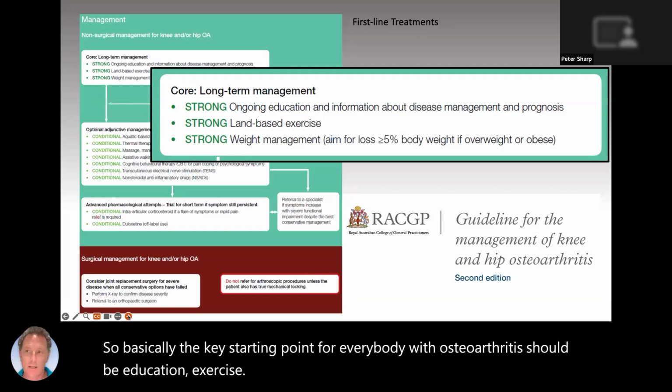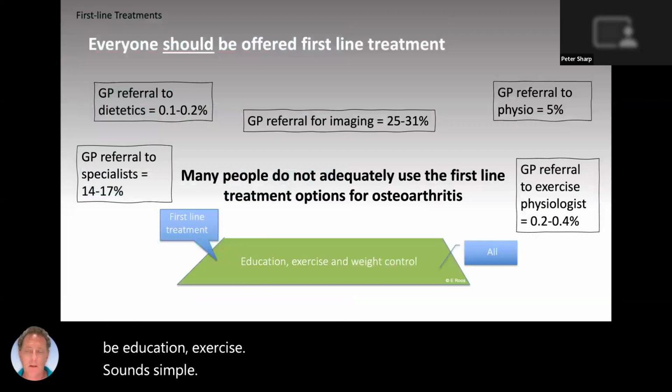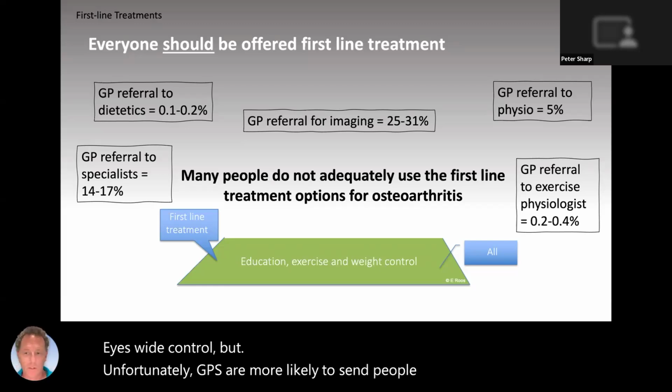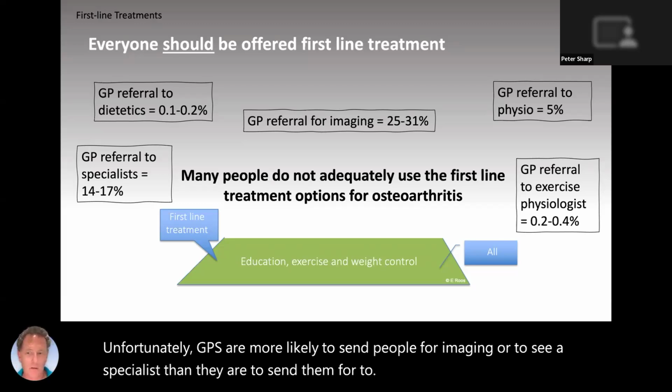All right, sounds simple, but the problem here is that it's not actually happening. So basically, the guidelines for GPs are that all patients should be recommended for those 3 things: education, exercise, weight control. But unfortunately, GPs are more likely to send people for imaging or to see a specialist than they are to send them to see a physio for those 3 things.